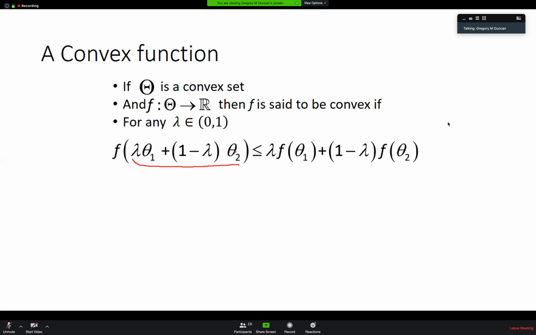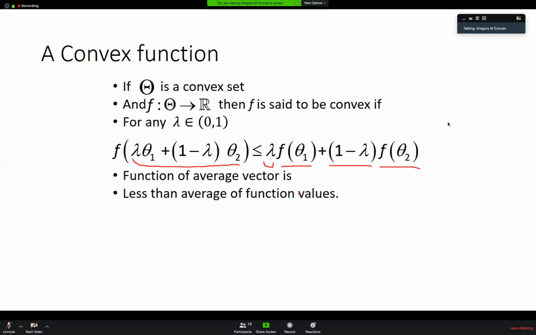Okay. And what do I have here? I have the average of f theta 1 and f theta 2. So this is f of the average, and this is less than or equal to the average of the f's. So the function of the average is less than the average of the function values.